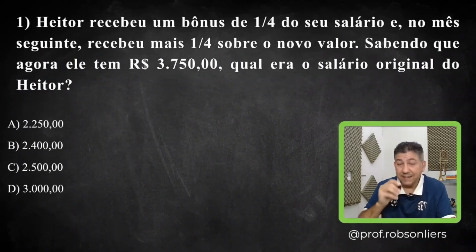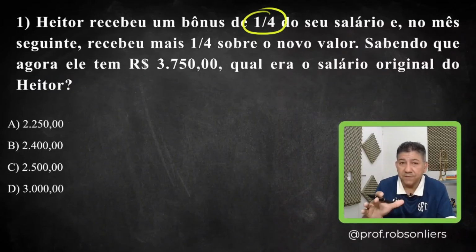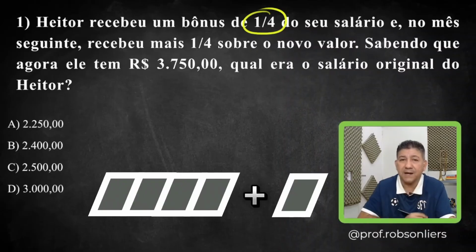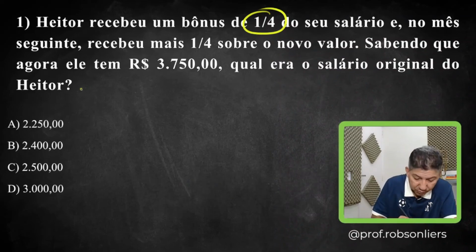Look, if he received a bonus of 1/4 of his salary, that means the salary was divided into 4 equal parts. And this bonus corresponds to one part of that total of 4 parts. Writing this in algebraic terms, it looks like this. Let's take the salary and add this bonus, which is 1/4 of the salary. Representing the salary here as one whole.